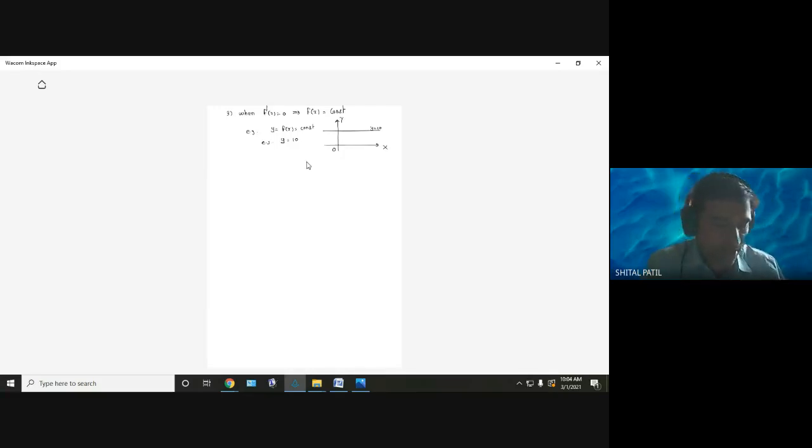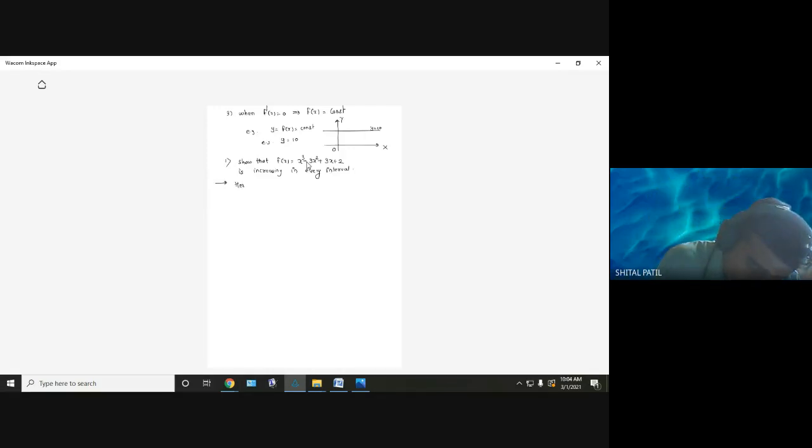Examples. Write examples. Show that f of x equal to x cube minus 3x square plus 3x plus 2 is increasing in every interval. So it is an increasing function, that's it. Everywhere it is increasing. Okay, so solution.